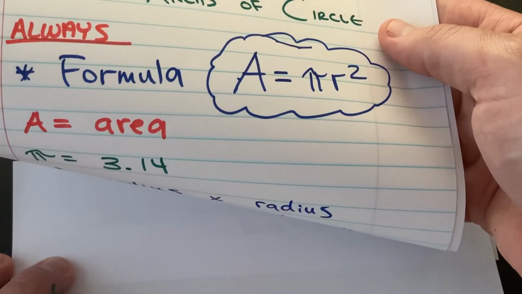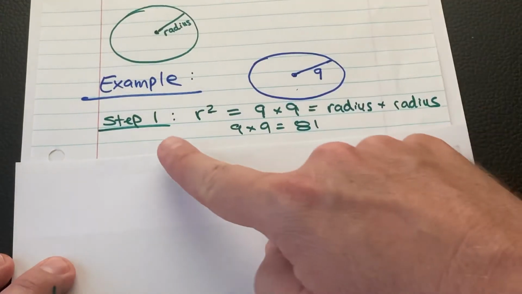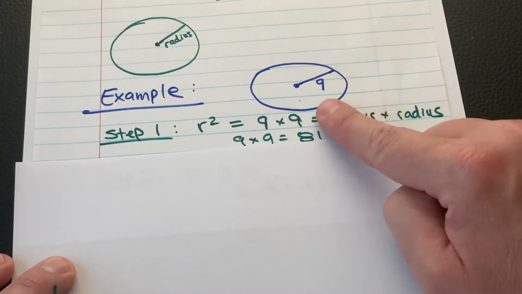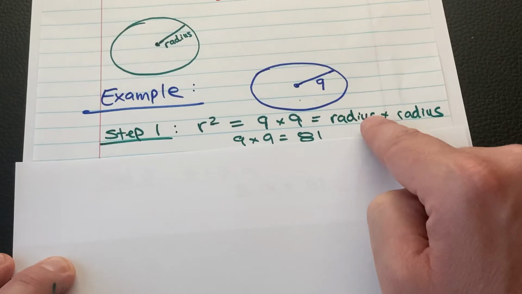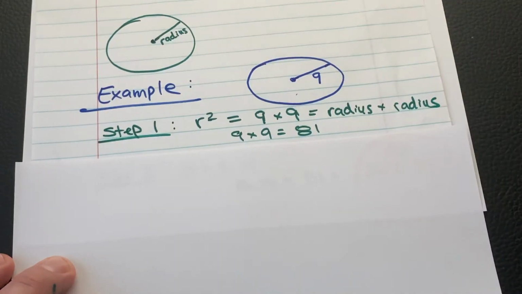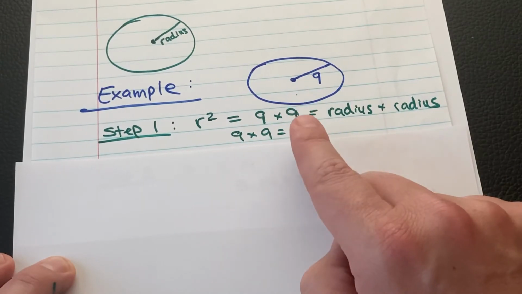A equals pi times R squared. Step 1, R squared. What's R times R? 9 times 9. Radius times radius, if you forgot. You should have this memorized, but if you don't, use a calculator. 9 times 9 is 81. You're not done, though. That's not the area.